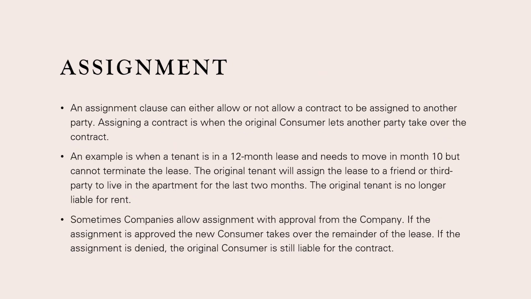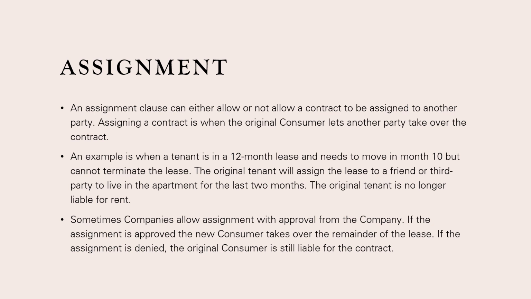An assignment clause can either allow or not allow a contract to be assigned to another party. Assigning a contract is when the original party lets another party take over the contract. An example is, most people have 12-month leases on their apartments. Let's say you needed to move in month 10, but you could not terminate the lease. So you had to move into a different apartment, but you still had 2 months left. So you find a friend or a third party to move into your apartment for those 2 months.